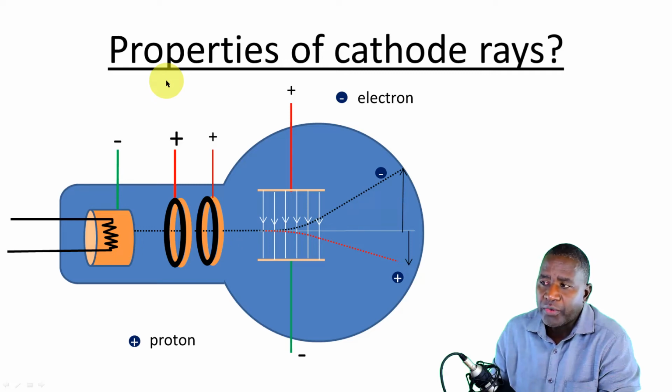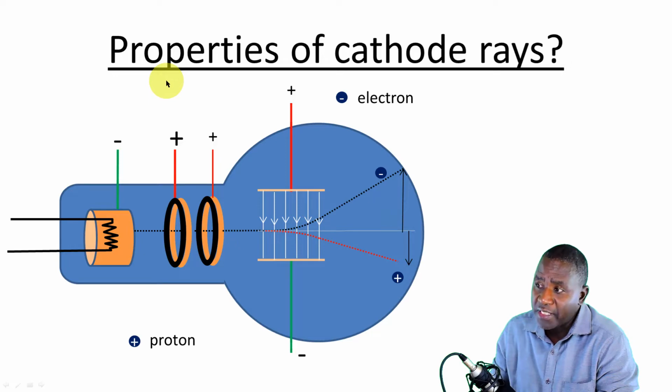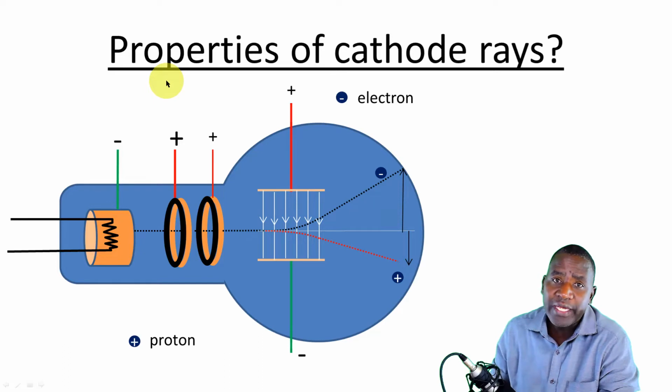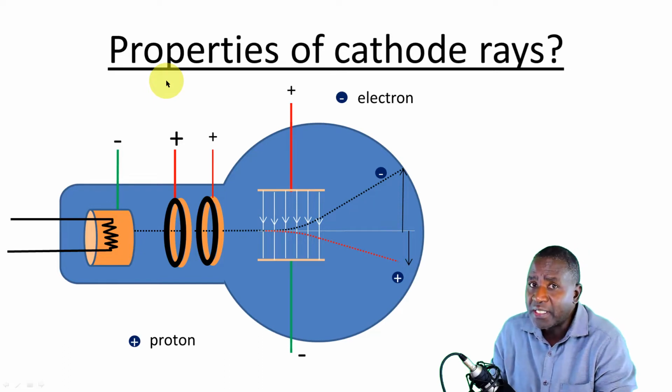Welcome back. We continue to talk about properties of cathode rays, and in this section I want to talk about the fact that when cathode rays, which are fast moving electrons, enter a magnetic field, they are deflected. In fact, cathode rays are deflected by both electric and magnetic fields, but we want to study a little bit more about their deflection in magnetic fields.